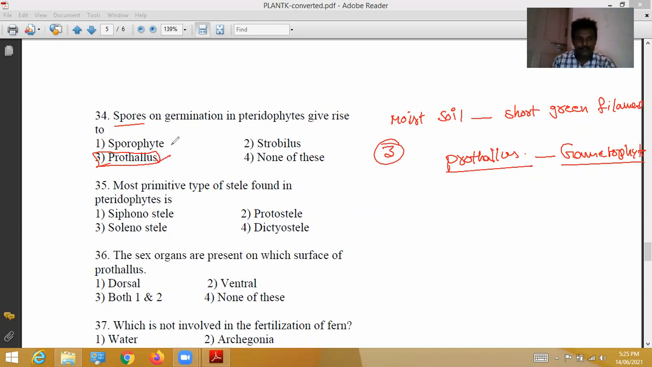Spores do not give rise to the sporophyte, so option 1 is wrong. Strobilus is different. The sporophyte gives rise to male strobilus and female strobilus, so it does not form from the spores. So the second option is wrong, and the fourth option is also wrong. Therefore, the correct answer is 3.